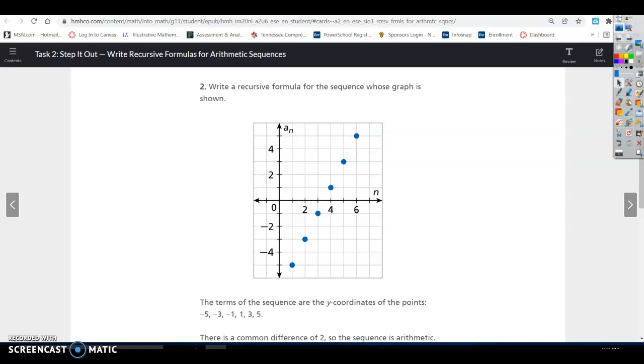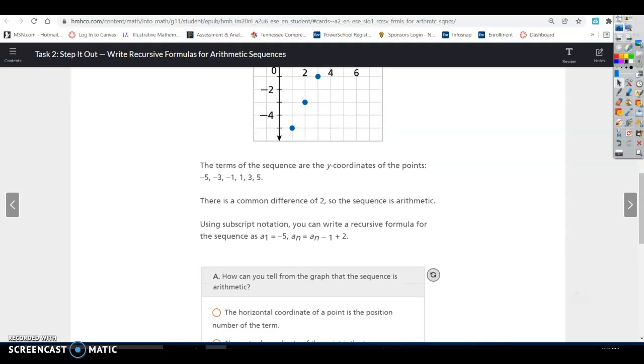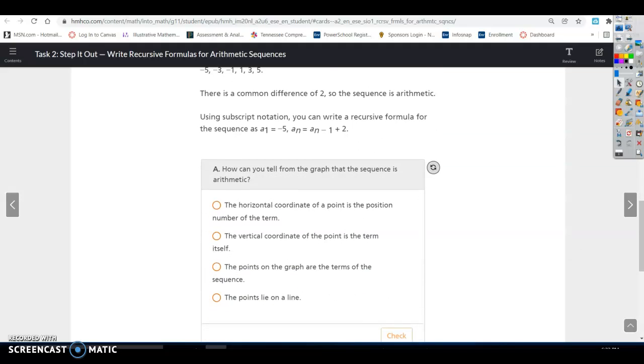All right, so it says the terms of the sequence are the y-coordinates of the points. All right, so the y-coordinates are the vertical axis, so you can see that this one is -5, -3, -1, 1, 3, 5. There is a common difference of 2, so the sequence is arithmetic. Using subscript notation, you can write a recursive formula for the sequence as a sub 1 equals -5, so your first term is -5. A sub n equals a sub n minus 1 plus 2. All right, so that's your recursive formula.